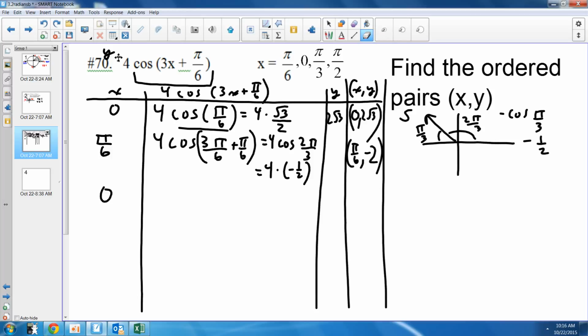There's a lot of room to make a mistake on these types of problems. Adding fractions, finding reference angles, negatives. One point off and your graph is going to be off as well. So you really have to be careful with the details here.